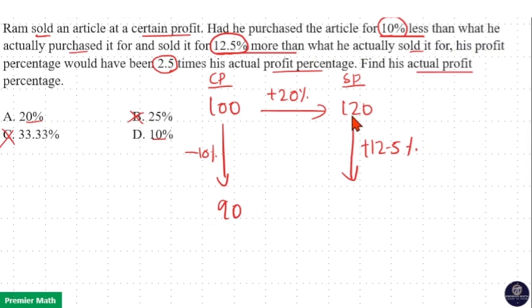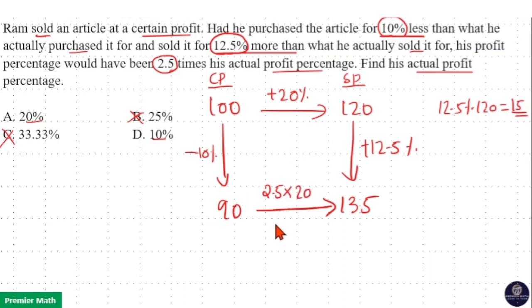100% of 120 is 120 and 10% of 120 is 12. That means 12.5% of 120 is equal to 12 plus 1 by 4 of 12, that is equal to 15. So 120 plus 15 is 135. Now you can see here, if he purchased it for 10% less and sold it for 12.5% more, the profit will be 2.5 times the original profit, which is 20. So 2.5 into 20 is 50%.